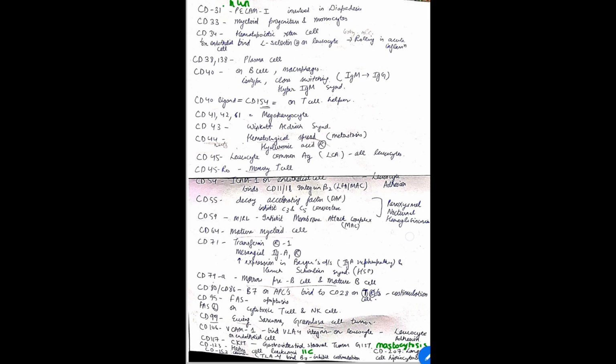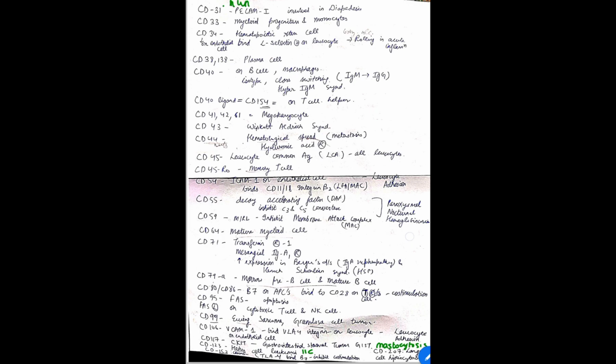Then CD55 decay accelerating factor inhibits C3 and C5 convertase, and CD59 membrane inhibitor of reactive lysis. These both are involved in paroxysmal nocturnal hemoglobinuria. CD64 is mature myeloid cell. CD71 transferrin receptor 1, mesangial IgA1, then is Henoch-Schönlein purpura and Berger's disease.